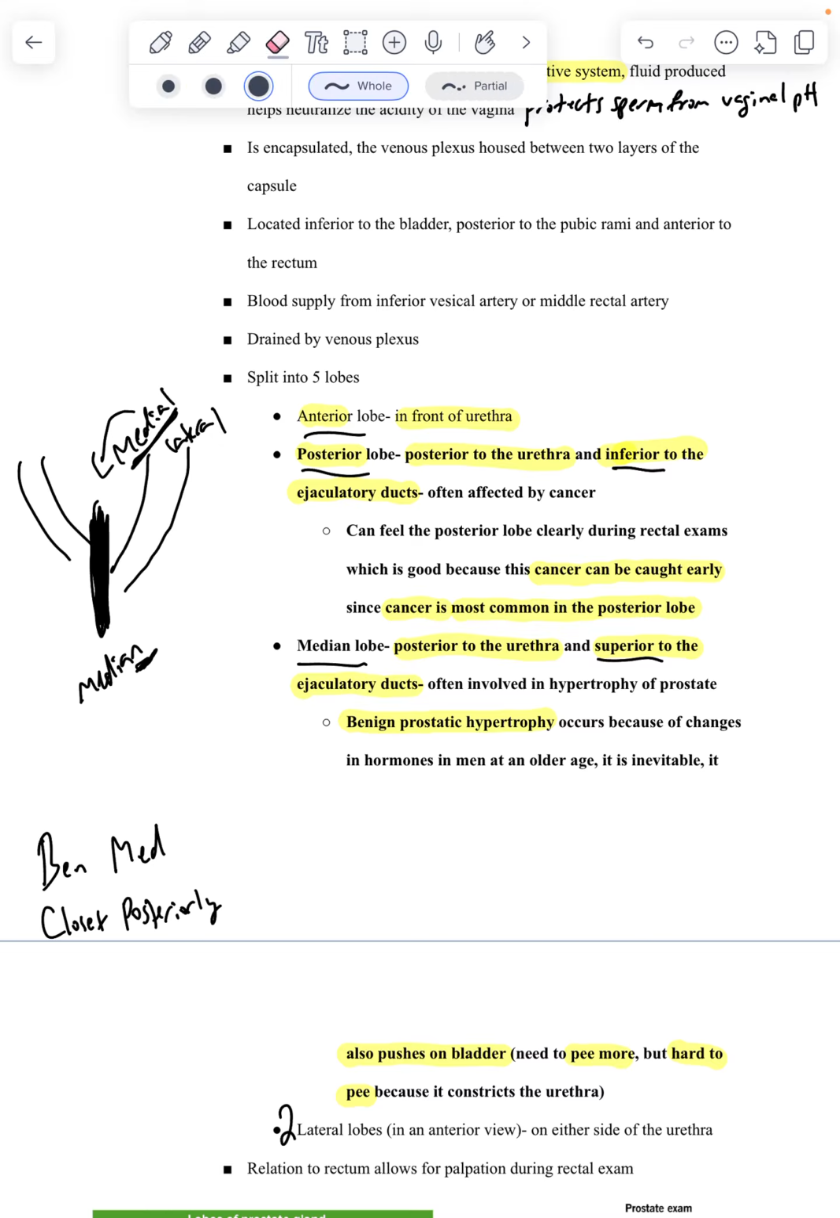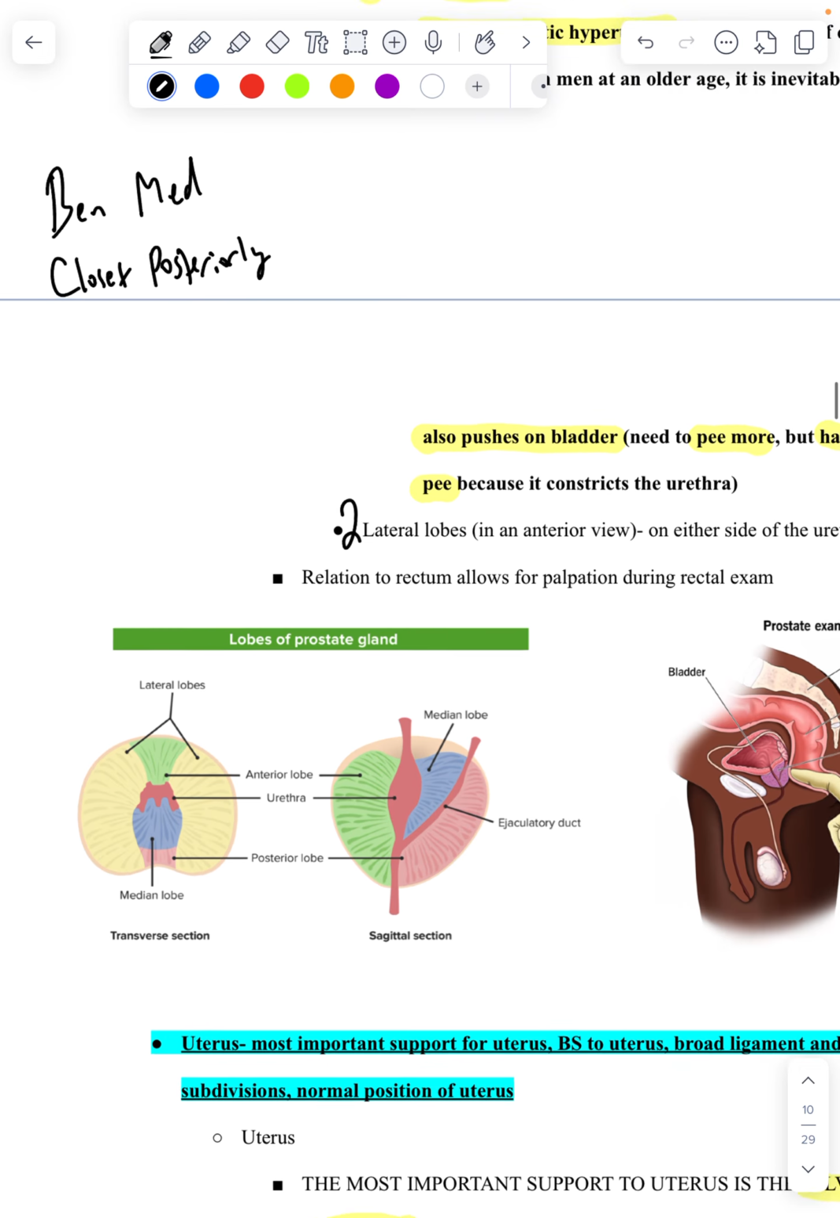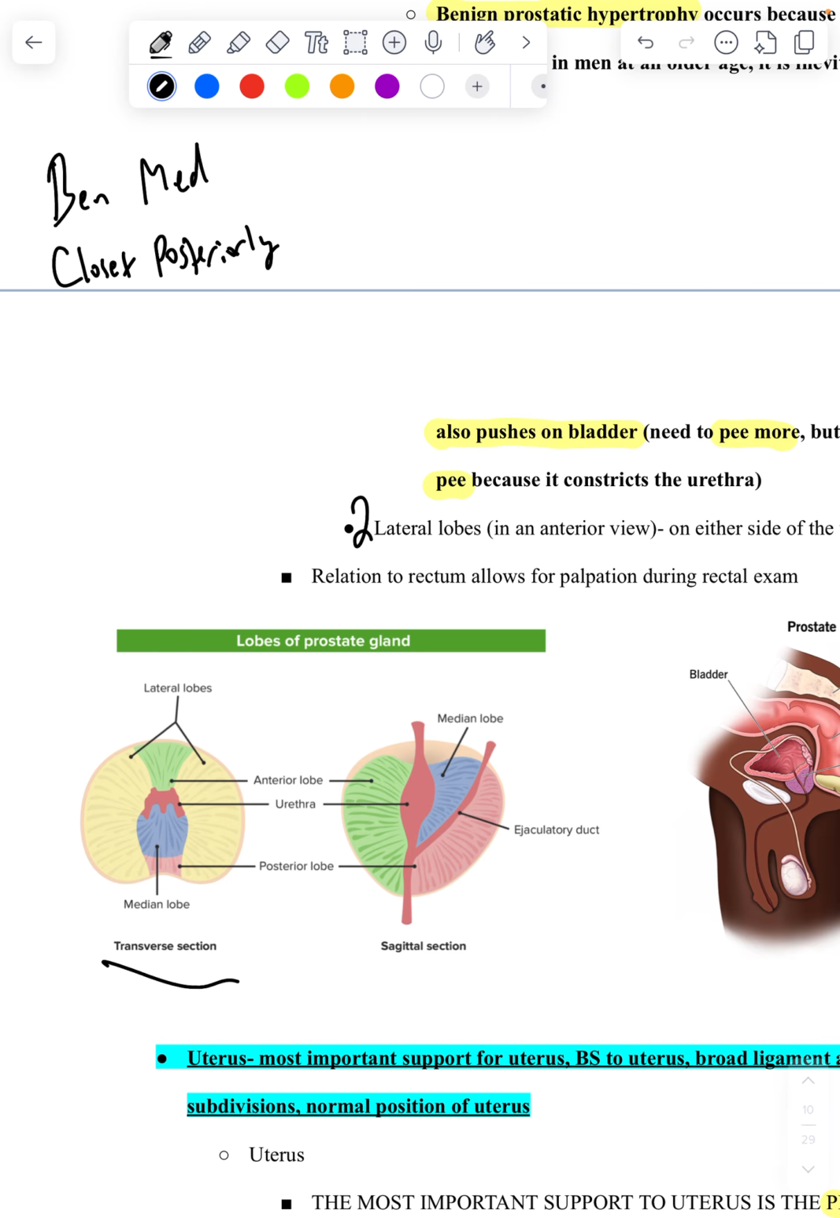So in this case, there isn't even a medial. There's just a lateral. And then you have two lateral lobes. So if you're looking at it from a transverse section, you have your lateral lobes on the side, anterior on top, middle, and posterior.